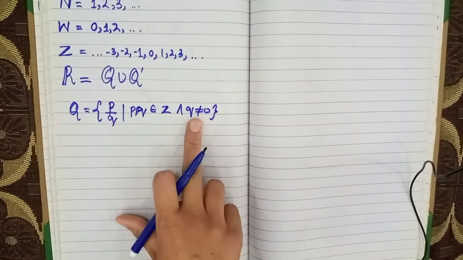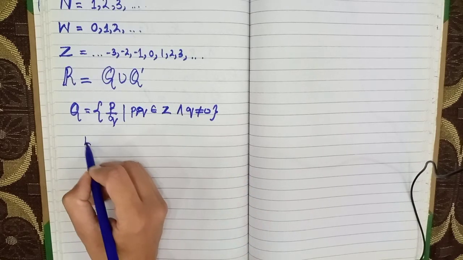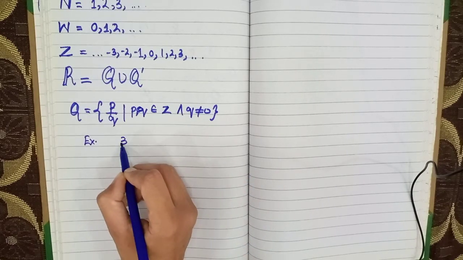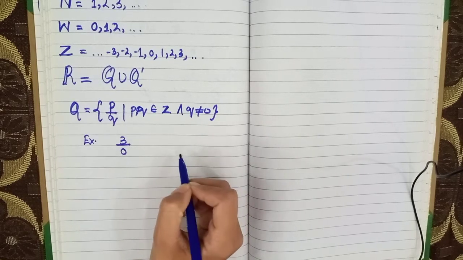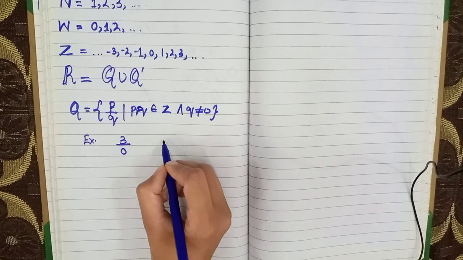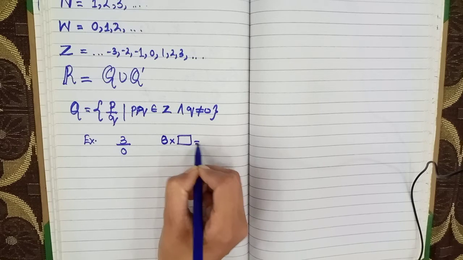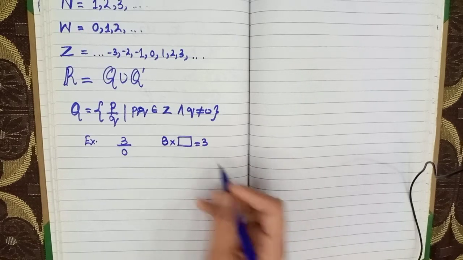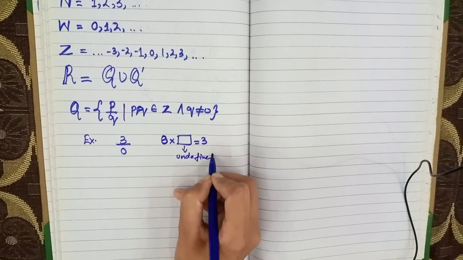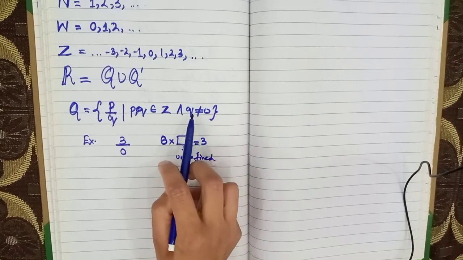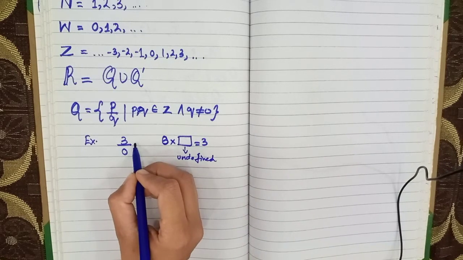Why are they saying that q must not be equal to 0? Because if I take an example, 3 by 0, then there would be no such number that when multiplied with 0 gives you 3 as a result. So it is undefined. That's why we are saying that q must not be equal to 0. This is not possible.